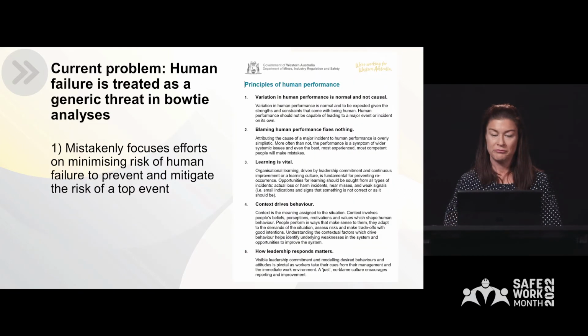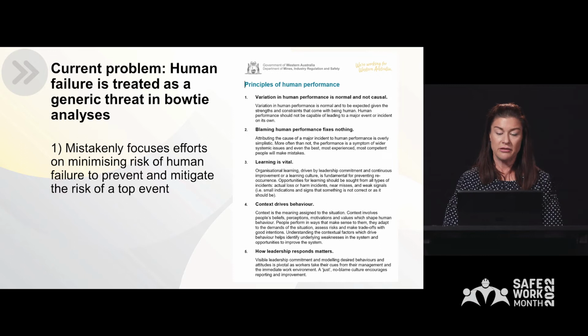A significant aspect of any risk assessment is considering the role of human factors in the prevention and mitigation of a top event. However, their inclusion in bowtie analyses is generally not done well. This is because human failure is often treated as a generic threat and focus is given to putting barriers in place to try and stop these failures from leading to the top event.